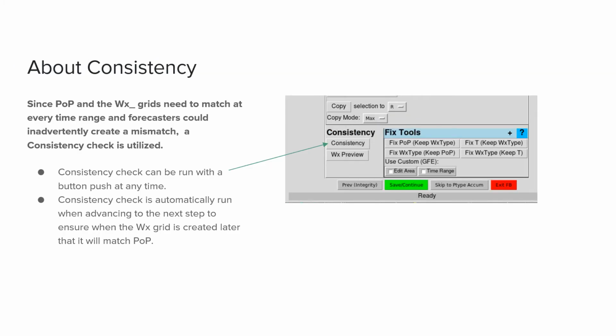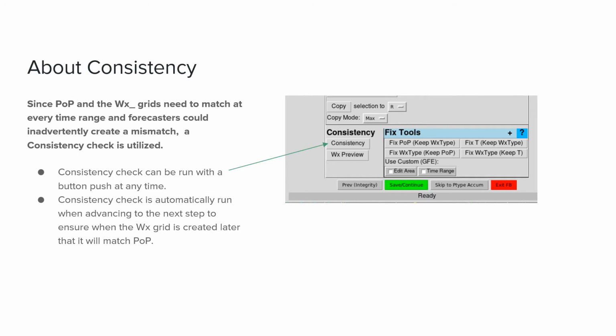Consistency between your weather type and your pop is a critical component at this stage. Pop and the weather type grids need to match at every time range, but forecasters could inadvertently create a mismatch between the two. For instance, if you had a pop of 30% but a weather type grid of 60%, your grids would be inconsistent. A consistency check is utilized to make sure everything matches.